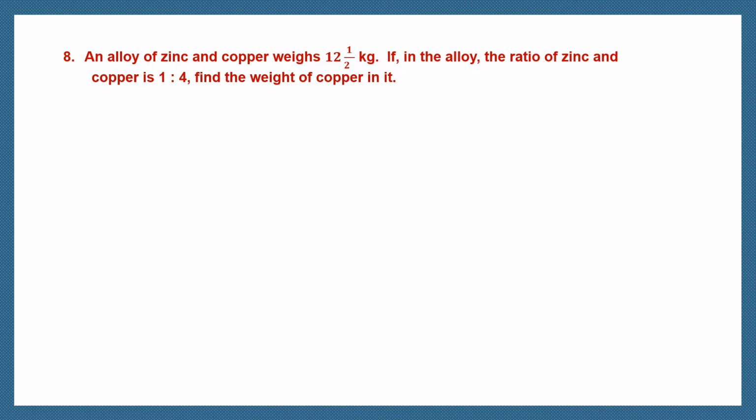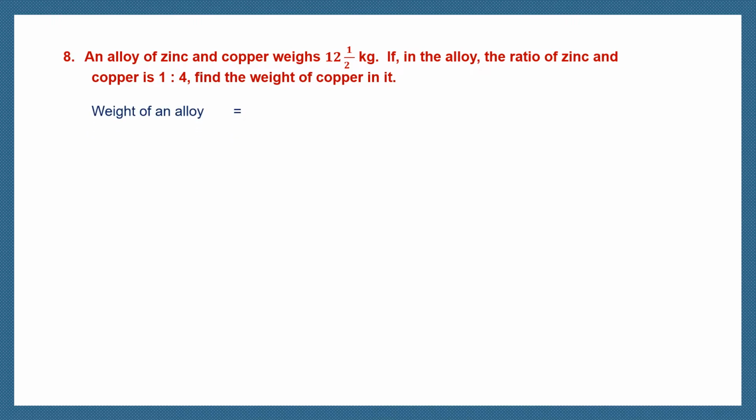Question 8. An alloy of zinc and copper, that means something that is made of both zinc and copper. It weighs 12.5 kgs or 12 1 by 2 kgs. If in the alloy the ratio of zinc and copper is 1:4, we have to find the weight of copper in it. Okay, let's start.